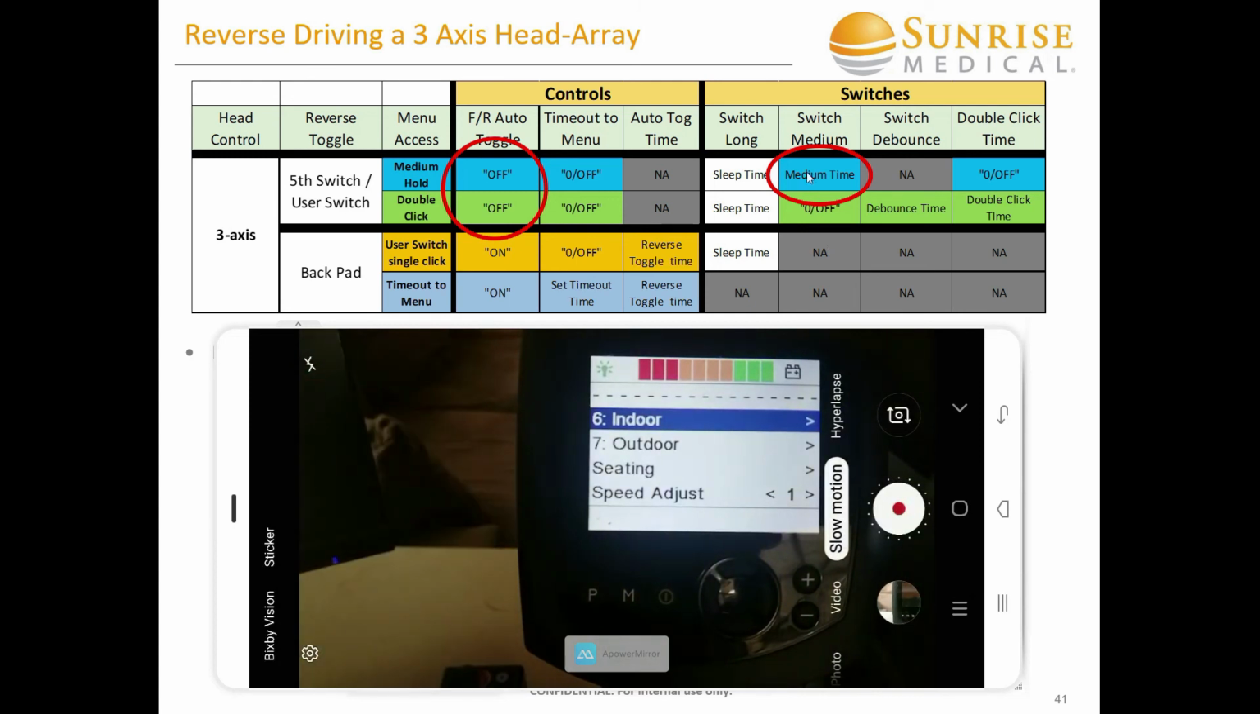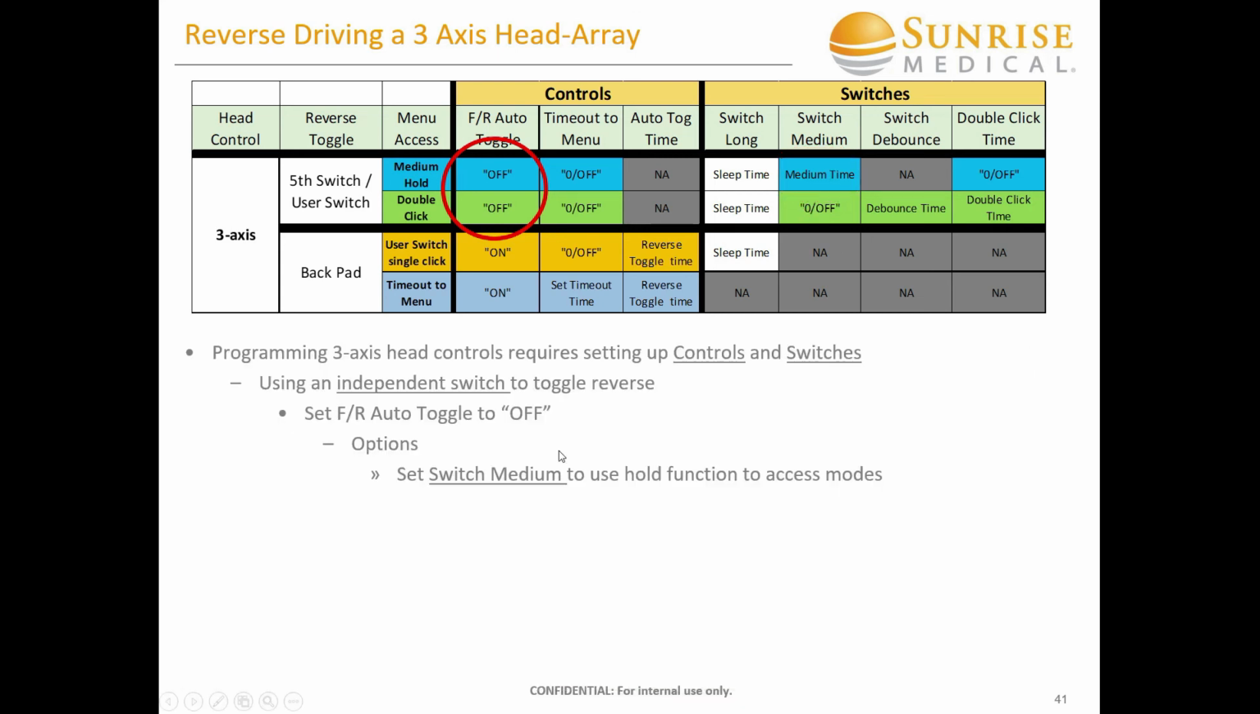Now, what if they don't want to use the medium time? Maybe they want to use a double click instead. So let's go back here and look at this. All right. The other option you have is you're going to set it up for the double click. And in this case, we're going to turn the medium time back to off. And now we're going to select the double click time under switches. Okay, so let's look at what that looks like.